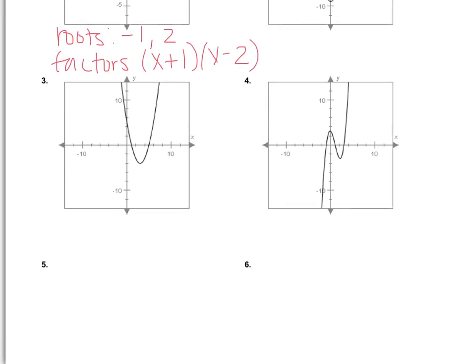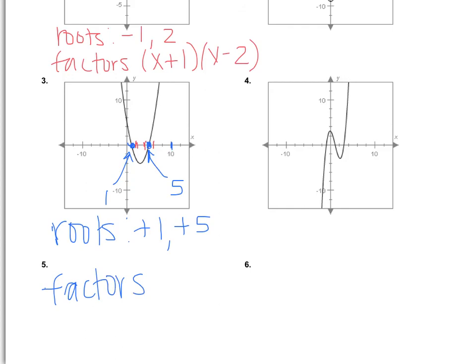If you look at number 3, we have to figure out what our roots are. Here's one, and here's the other. Pay very close attention. This is 10 out here, so each of our little lines there was 2. That's 2, 4, 6. So this root is 1, and this root is 5. My roots are +1 and +5. That means my factors are x minus 1 and x minus 5.